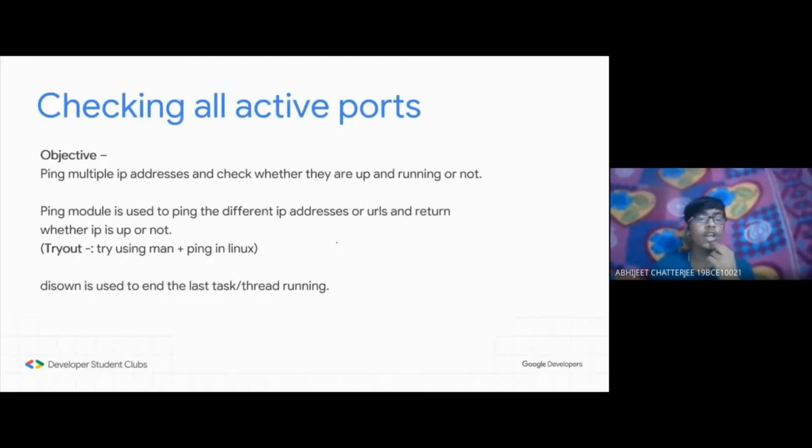Now let's do some real world code, like why we actually use shell. We don't use shell for basic programs like we just saw. The objective of this code will be to ping multiple IP addresses and check whether they are up and running or not. For this, we'll access the ping module. The ping module is used to ping different IPs or URLs and return whether the IP is up or not. For more information, you can try out man ping in Linux.